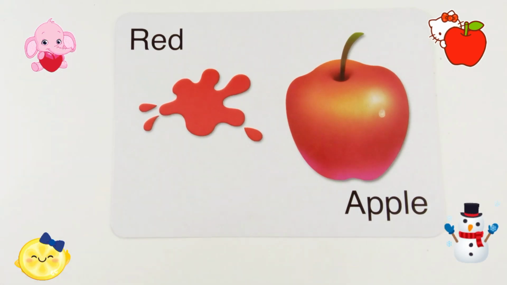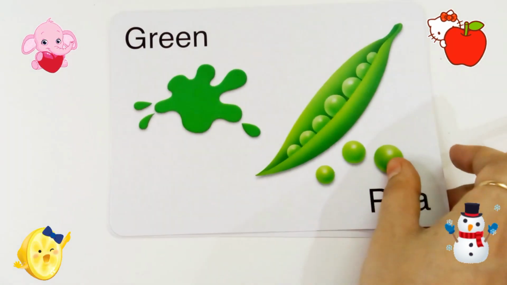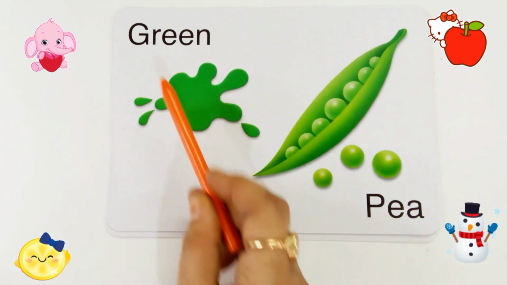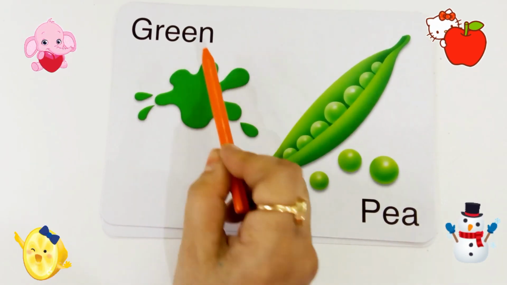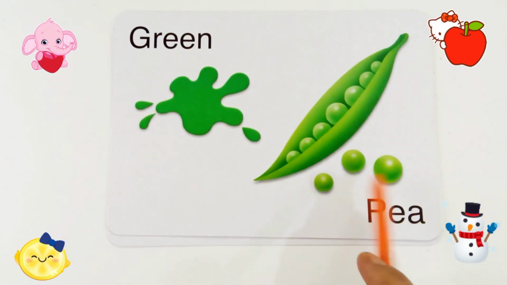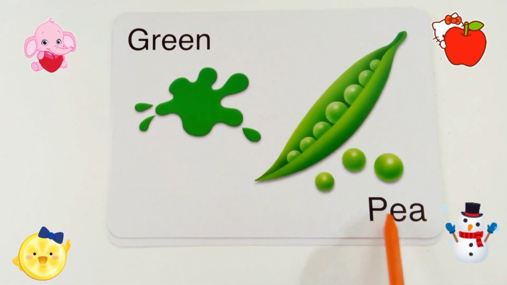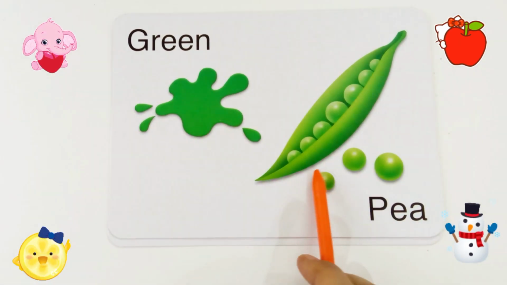This is green color. G-R-E-E-N, green. And the example is pea. Green pea. P-E-A, pea. Green pea.